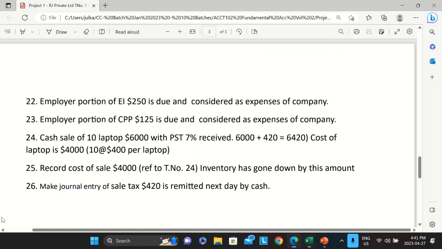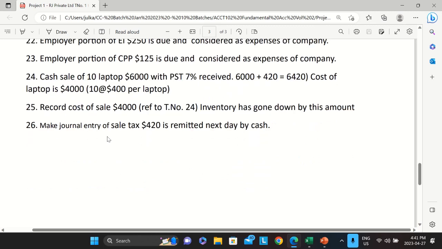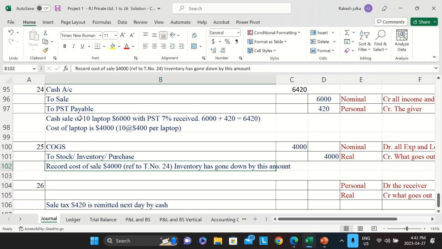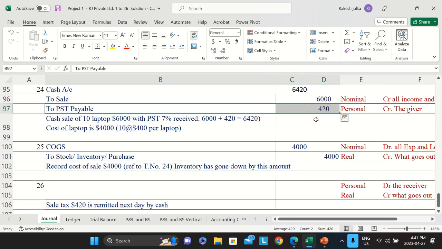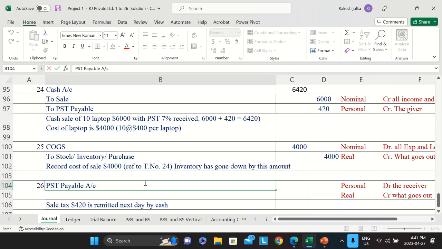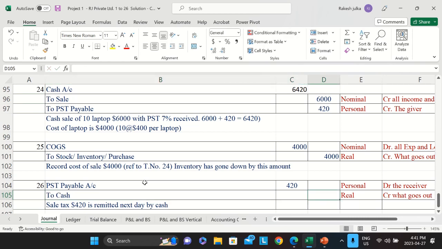So 26th transaction is related to that, make a journal entry for the sale tax, like 420 is remitted. Remitted means paid next day by cash. So it means the one thing was due somewhere, you can see here, like 420 it was due, it was payable. Now in the 26th transaction it is paid. It means that that amount was credited, it has become our liability on that day, but now the liability is going to decrease. When the liability is going to decrease, we will write here PST payable, account debit. So how much that we will write? 420 here. And now we have paid by cash, so definitely the cash balance has gone down, so will be credit here.